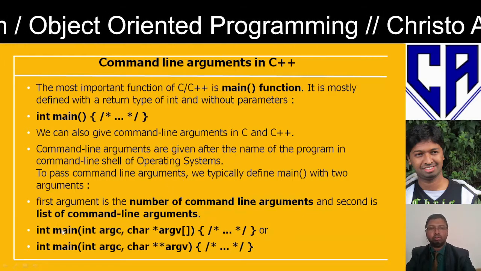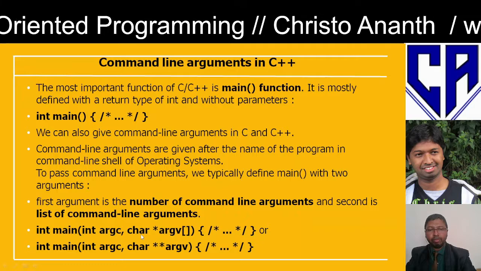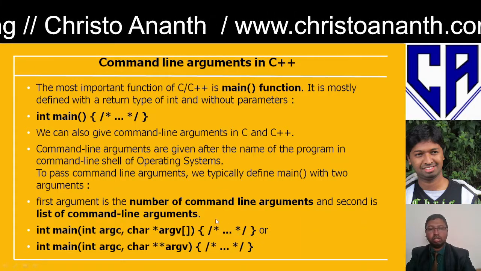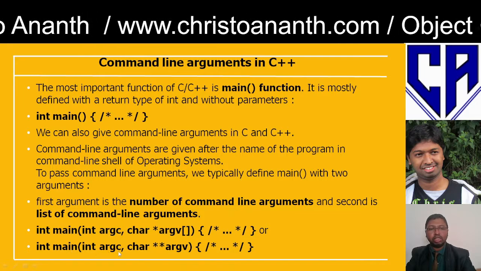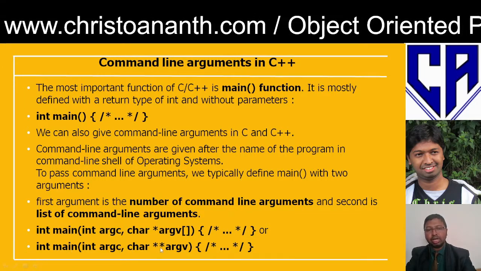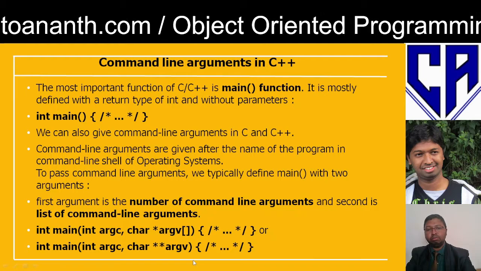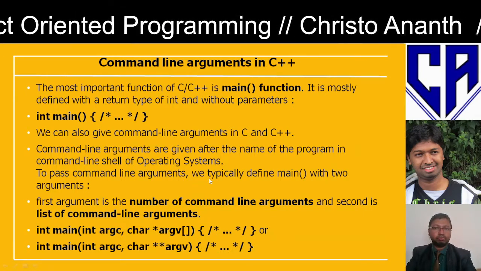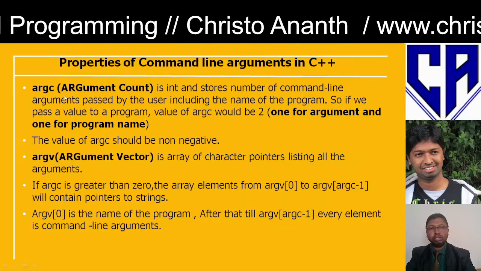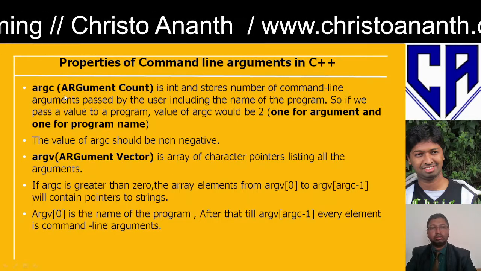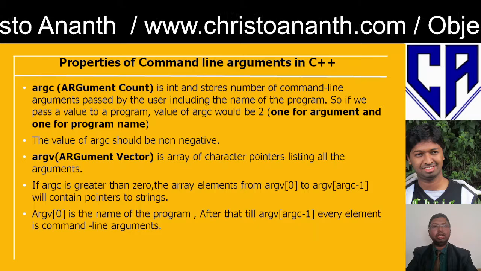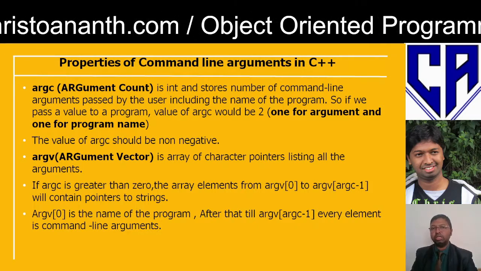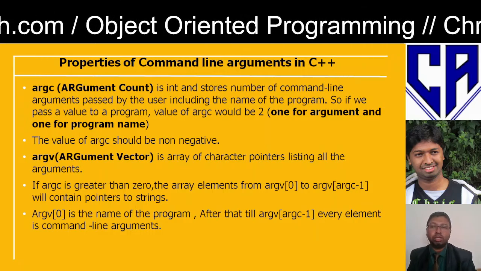So in the main function, you'll have int argc, char *argv[]. So you'll have the list of arguments, or maybe you can have in the main function int argc, char **argv without the braces. So you can have the command line arguments. There are some properties. You'll have argc, that is actually the argument count. It's an int, and it's going to store the number of command line arguments passed by the user, including the name of the program that you are specifying.